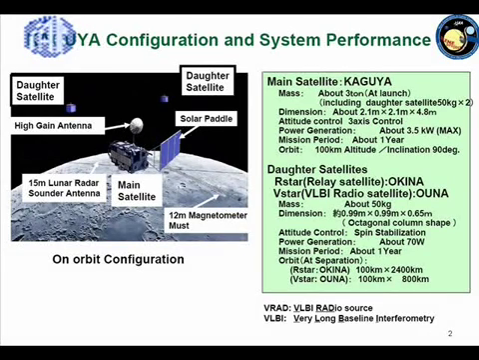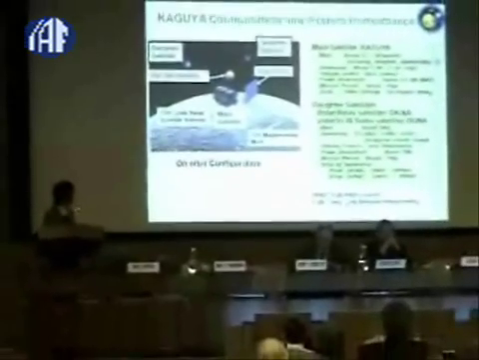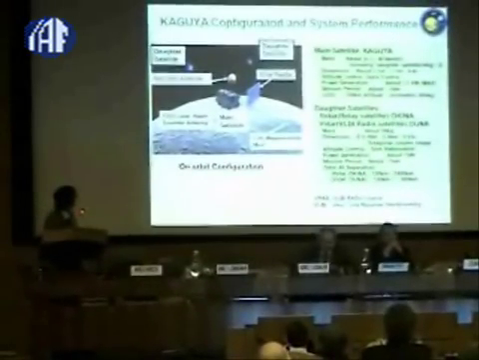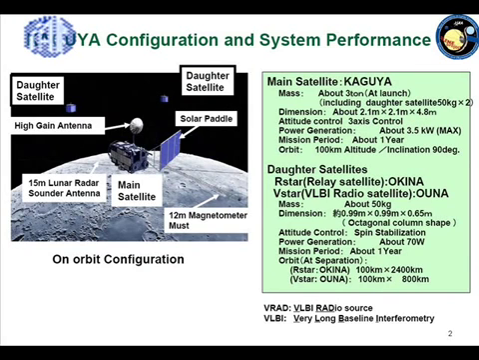Right-hand side, the Kaguya, the weight is almost 3 tons. That is very heavy for us. And the size dimension about 2 meters by 5 meters. So that is a large satellite. And the orbit is the 100 kilometer altitude, and the inclination 90 degrees. That is a polar orbit to make a global mapping of the moon.